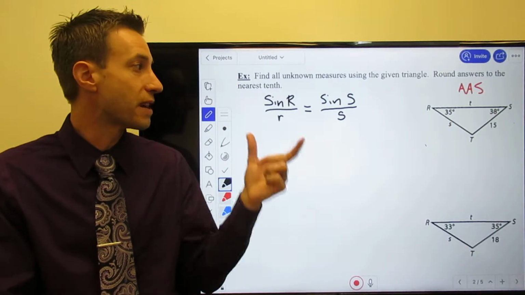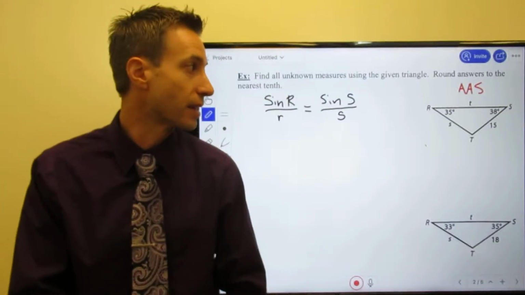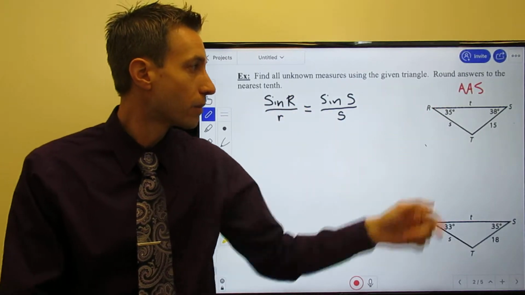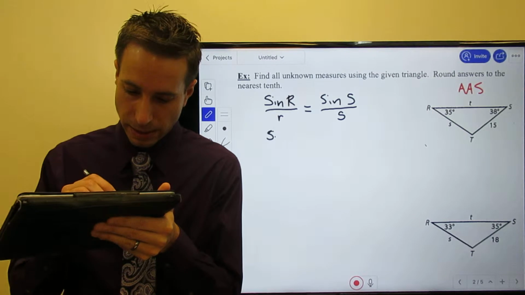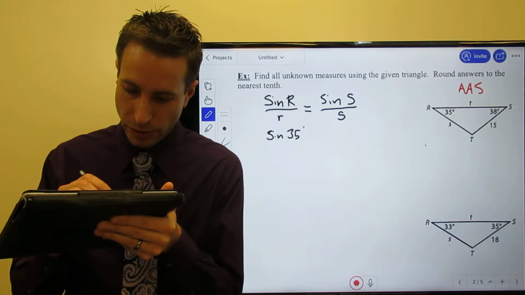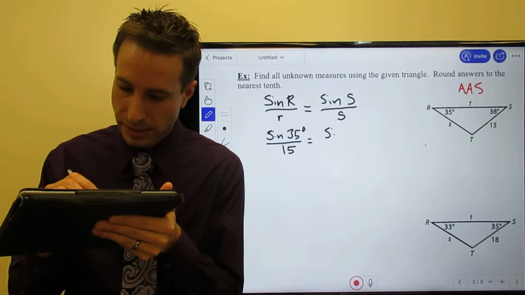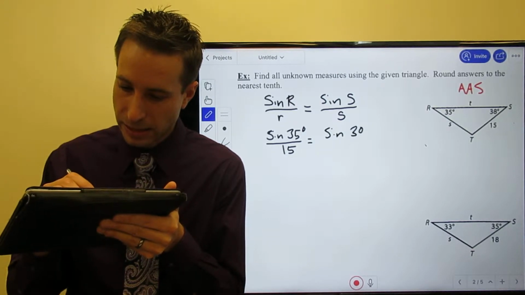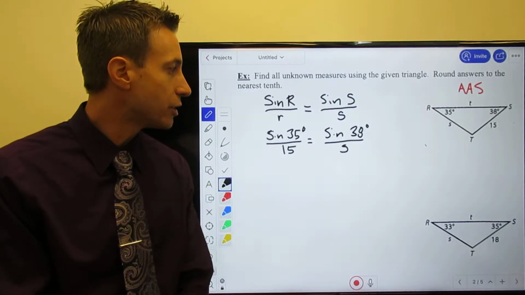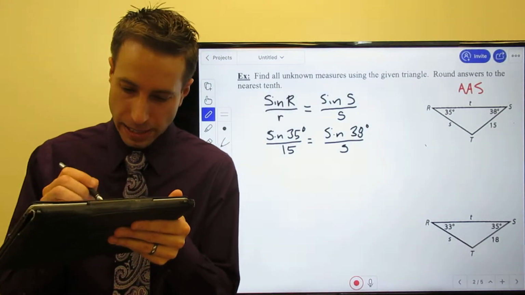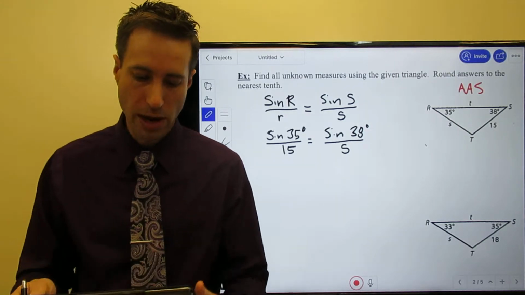Well, now you're all set. You have now set up the law of sines. Plug in what you know, and we solve for the one thing that we don't. So, the sine of 35 degrees divided by 15 is equal to the sine of 38 degrees divided by S. Now what we need to do is solve for S. Sorry, my S probably looks like a 5 and I don't want to confuse you. We are definitely solving for S.